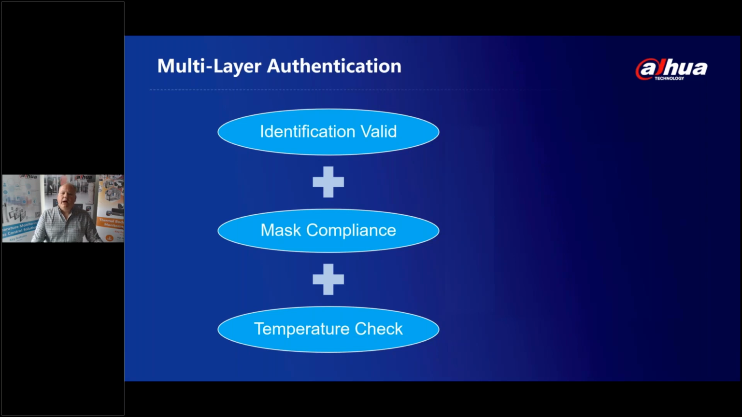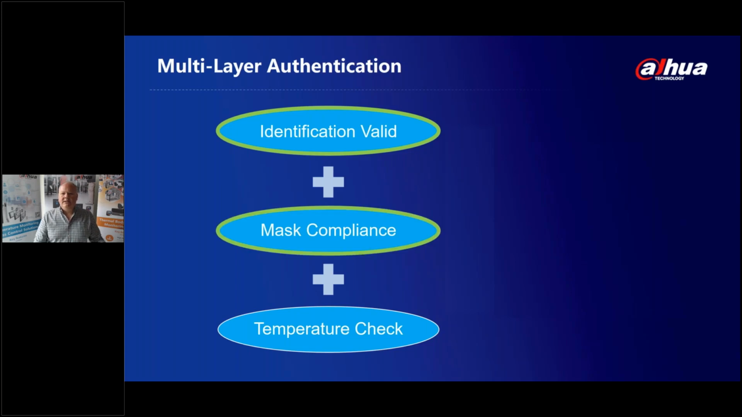Just to talk very quickly about multi-layer authentication, kind of touched on this a little bit earlier, but let's go into it in a little bit more detail. The TMAC solution itself, think of it as requiring a number of different ticks in the box to grant access. So firstly, is Simon valid, and is his identification valid to work in this office? Yes, he is. Okay, great. So there's the first tick.